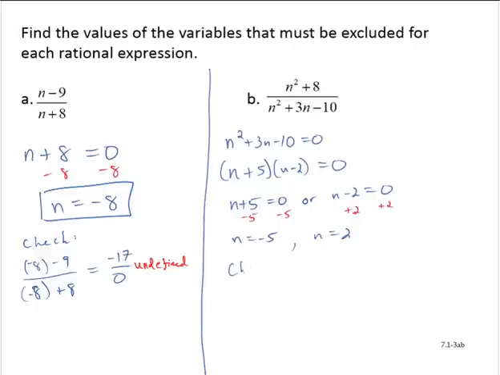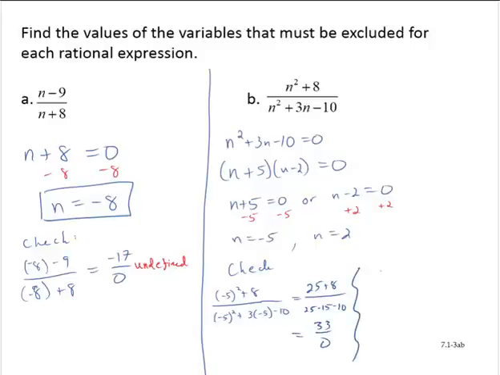Let's check our work. If n equals -5, we would have -5 squared plus 8 over -5 squared plus 3 times -5 minus 10, which is 25 plus 8, that's 33, over 25 minus 15 minus 10, and that is 33 over 0, which is undefined.